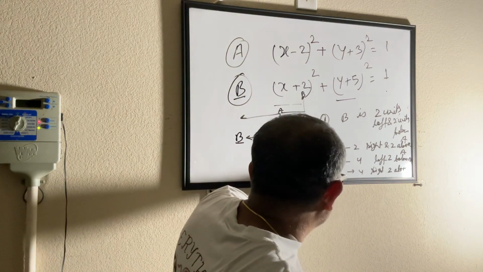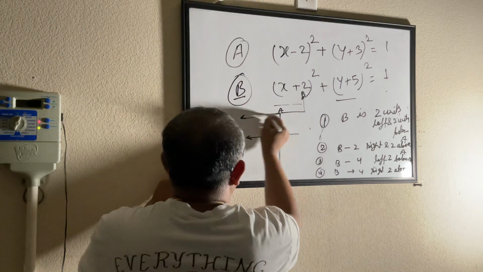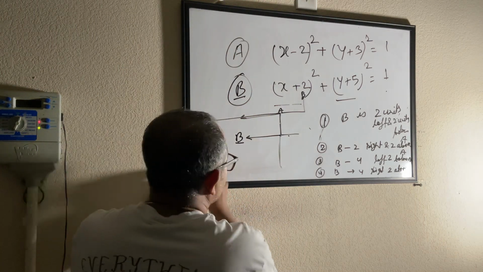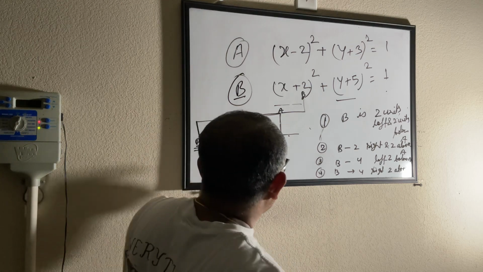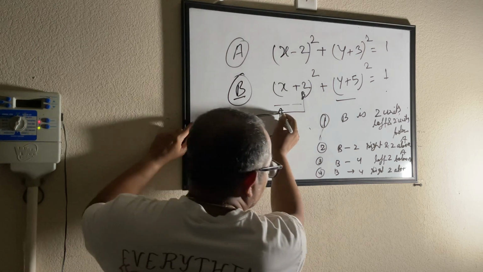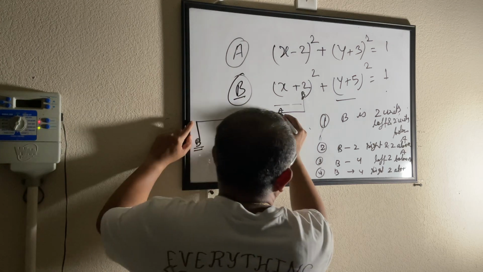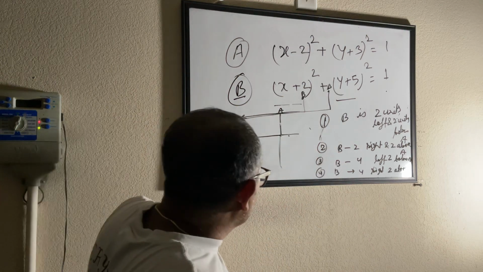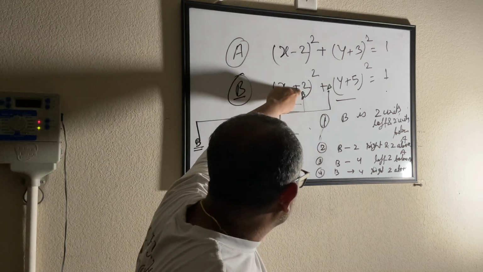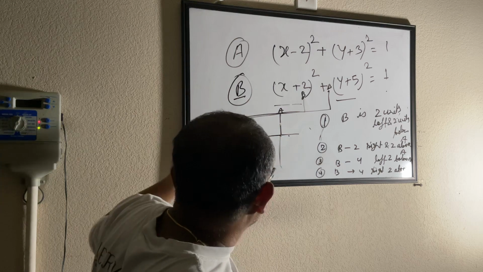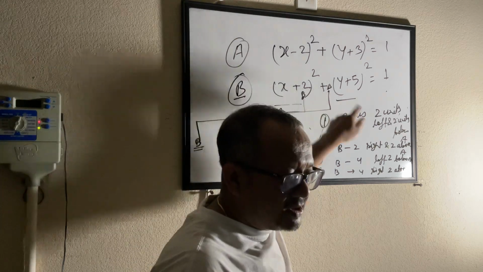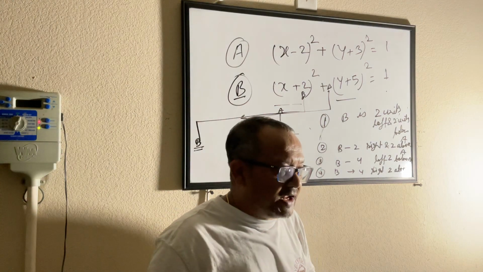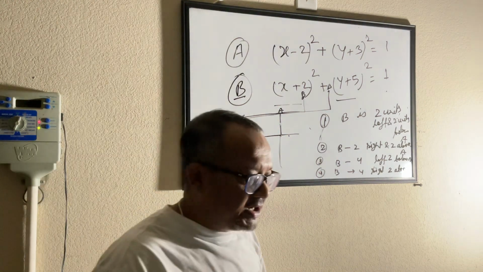Third option says circle B is 4 units to the left. So 4 units to the left and 2 units below. Third option is this one. Okay? And fourth option is 4 units to the right and 2 units above. So this is the first option, this is the second option. Third option is this one, fourth option is this one. Just by looking at this equation, we have to find out what is the position of A and B and which of the option is correct.